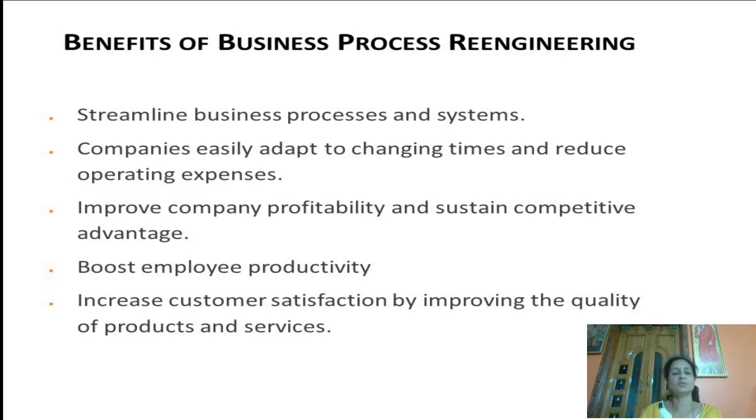And in turn it also boosts employee productivity. And finally all this has been done only for customer satisfaction and for customer loyalty. Customers become loyal to the product only when they are satisfied with the product. So what happens is it increases customer satisfaction by improving the quality of products and services. This business process re-engineering is done after taking all aspects into consideration.